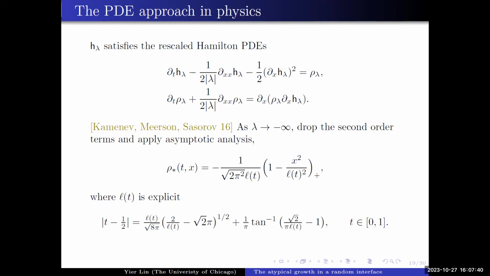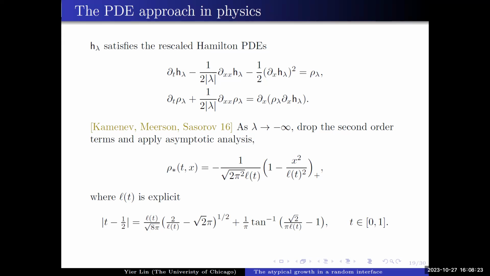So what we're going to study is the asymptotic behavior of this H lambda, and they will satisfy some rescaled version of this Hamiltonian PDE. The only thing that you will see in this rescaling is the second order coefficient. And of course, again, there is some forward backward condition here that I did not show you. So from the PDE perspective, what we want to do is understand the asymptotic limit of the solutions of these equations, in particular as lambda goes to minus infinity.